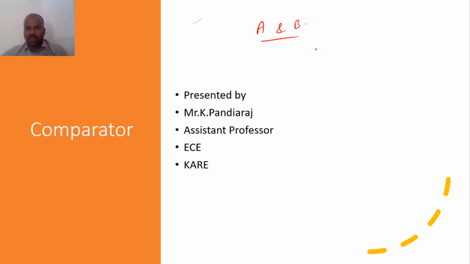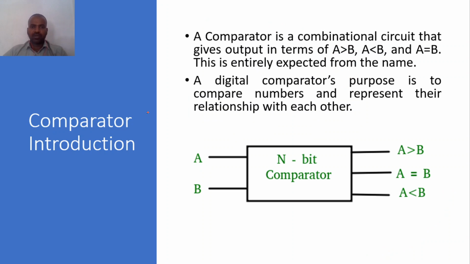The outputs are: A equal to B is one output, A less than B is another output, and A greater than B is another output. So when you want to compare two values, you can use these comparator circuits. In this lecture I am going to explain how to design a comparator using basic logic gates. Right, so that is the introduction about the comparator.